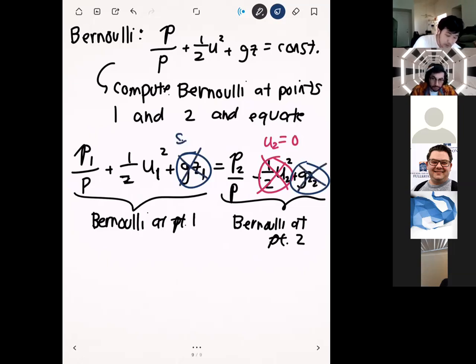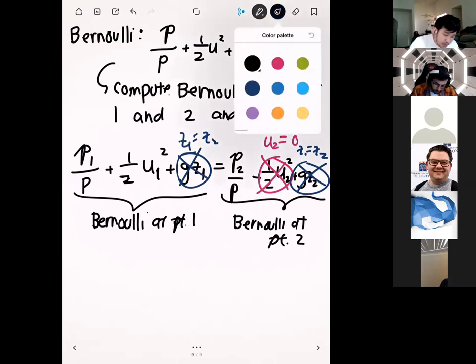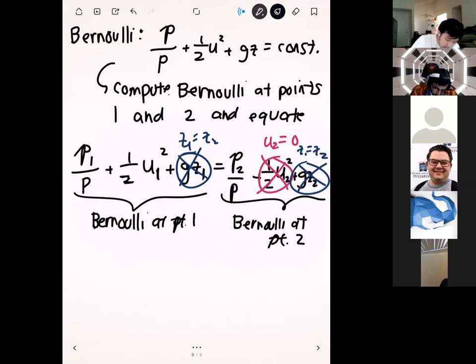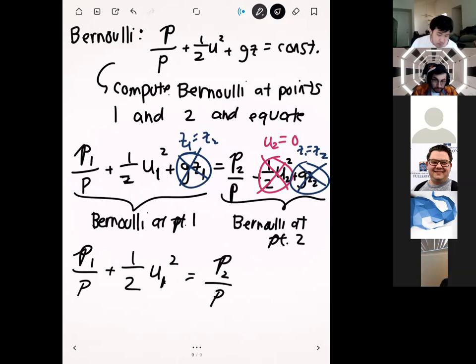The next thing that I'm going to cancel is the height terms. The reason is that as we go from point 1 to point 2, we're at the exact same height. We're just going completely horizontally. So if Z1 is equal to Z2, those 2 terms just cancel out. After we perform those cancellations, what we're left with is P1 divided by rho, plus 1/2 U1 squared, is equal to P2 divided by rho.